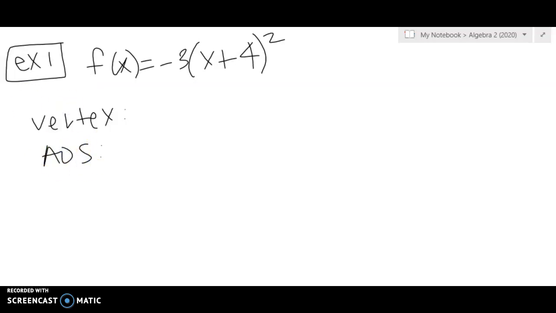So if I have this equation, it is in vertex form because it looks like that equation that I gave you. To find the vertex, you're going to do the opposite of the inside. I'm highlighting it yellow. You see how it has a positive 4? You change the sign to make it negative 4. Always the opposite of the inside.